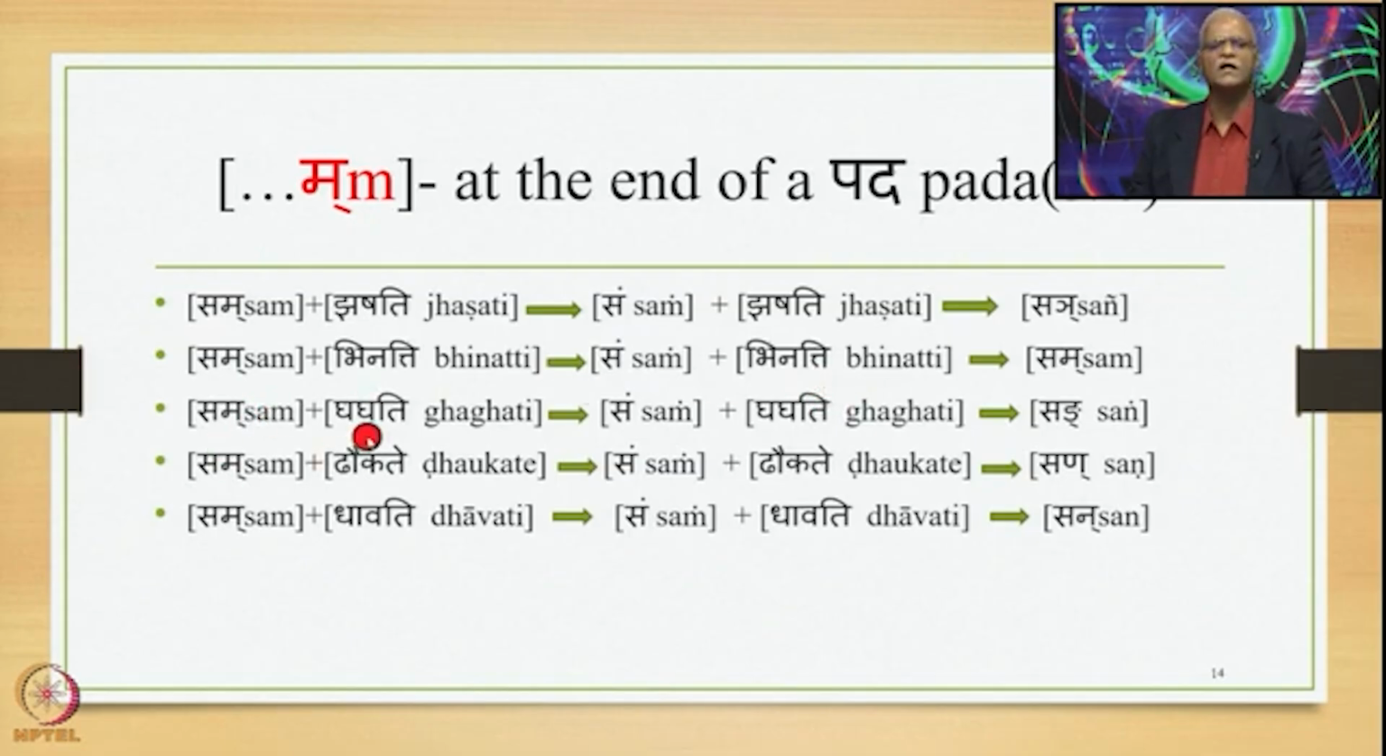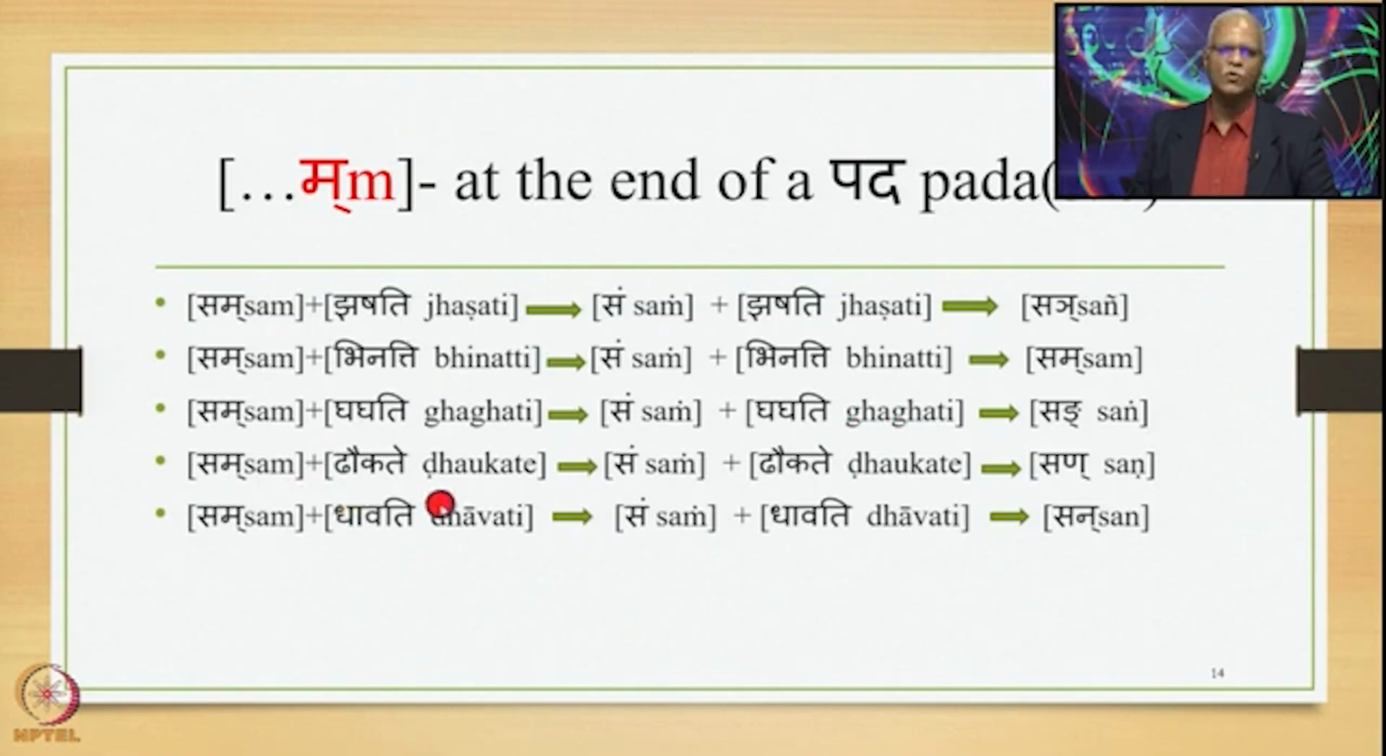Then we have sam plus ghaghati, ma coming at the end of a pada followed by a consonant. So 8323 applies and substitutes ma by an anuswara. So we get the output in the form of sam and ghaghati. This becomes an input for the application of 8459 vapadantasya, which then substitutes this anuswara by the nasal parasavarna of gha, which is ng, and so the output is sang plus ghaghati. This is optional, and so sam plus ghaghati also is generated as the output of 8459.